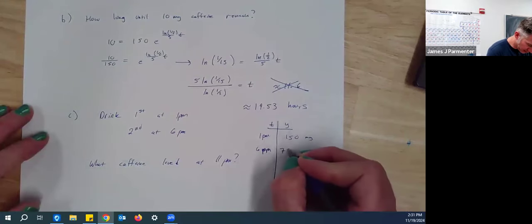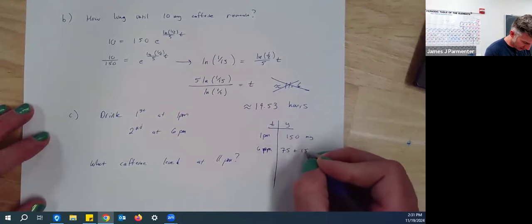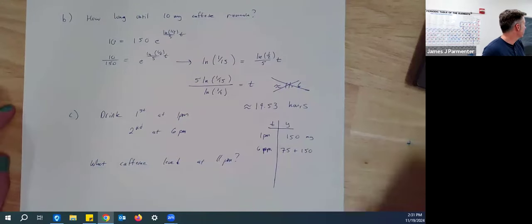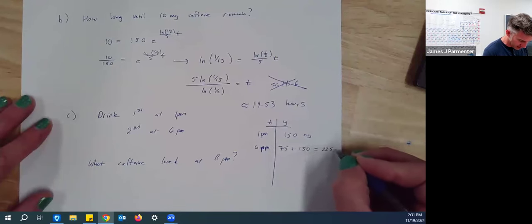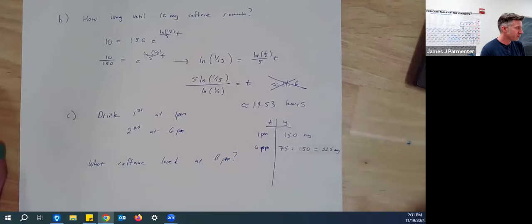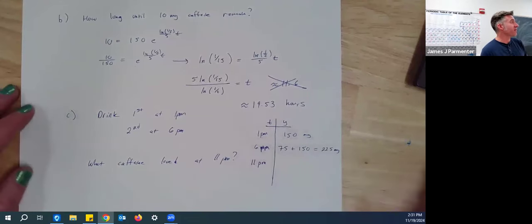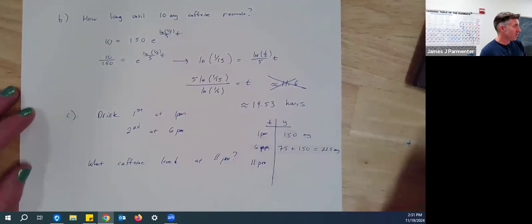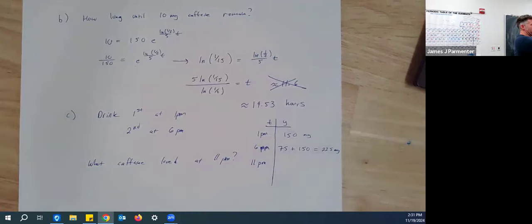We're going to have 75 milligrams, but then we're going to drink another one. So we're going to add on another 150 milligrams. So now we have, at 6 p.m., a total of 225 milligrams of caffeine in our body. And then 5 hours later, at 11 p.m., we're going to have half as much caffeine because the half-life is still 5 hours, regardless of if it's from the first one we drank or the second one we drank.